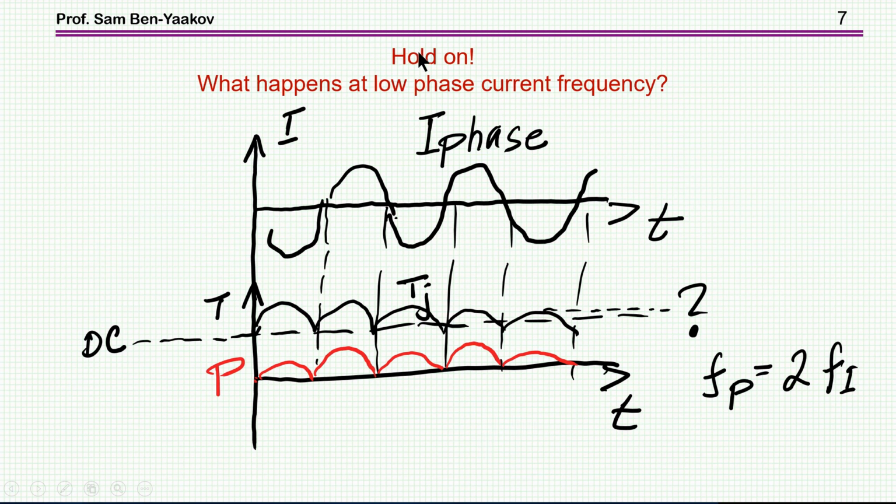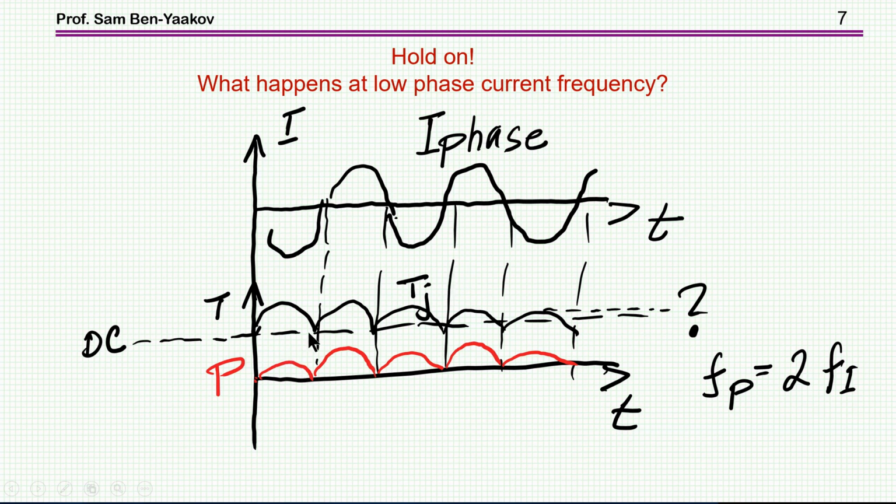But hold on, what happens at low phase current frequency? Suppose the frequency is low, say 1 hertz, 0.1 hertz, or if you wish, the period is once a day. Well, obviously, you are spending a lot of time at the maximum here, and therefore you cannot assume that the RMS is really representing the situation.